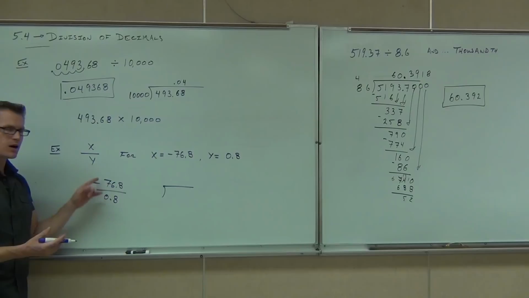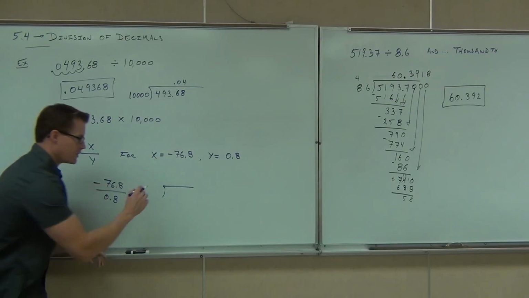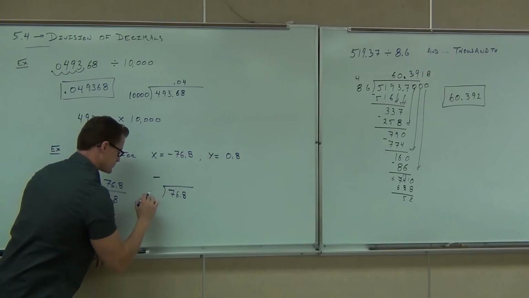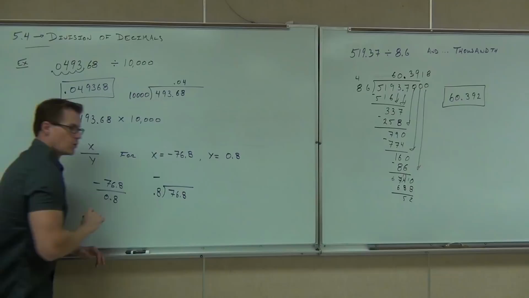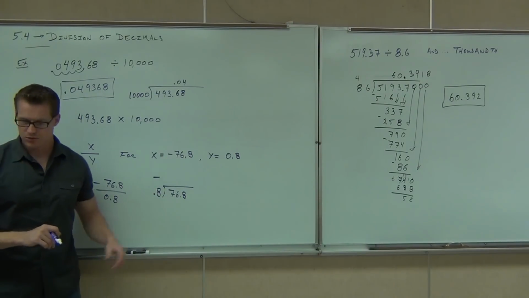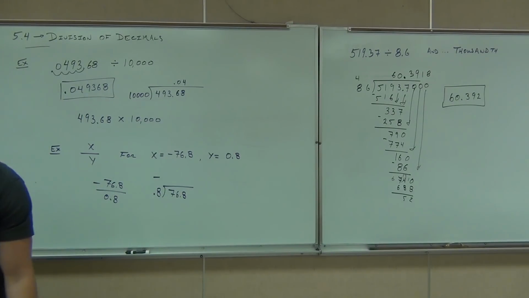Also, is our answer going to be positive or negative? Negative. So we'll make sure that's negative. 76.8, you have to move to the left, and then you do it according to that. I won't finish the problem off for you. I just want to make sure that you see that.